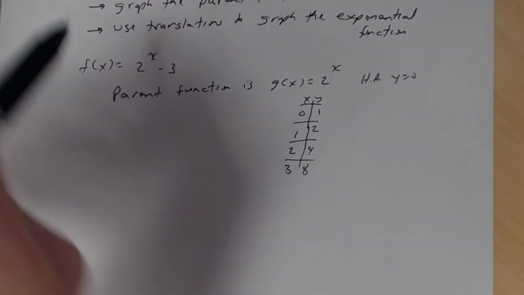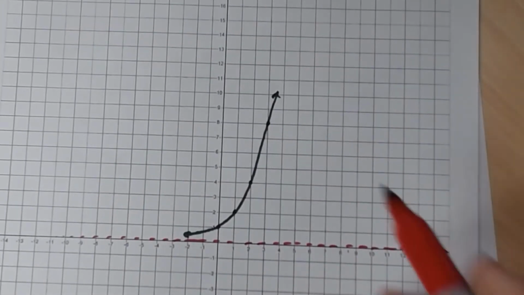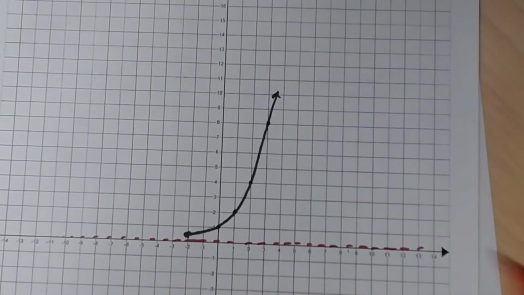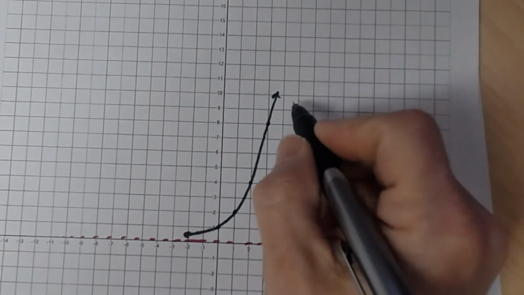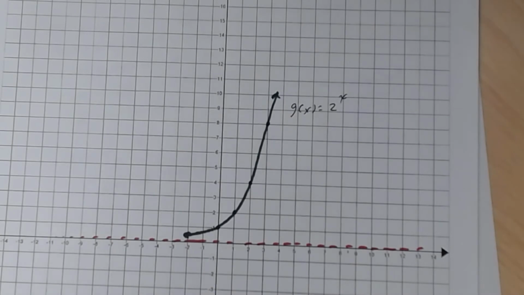Okay, real easily. Graph the parent function. So this is a parent function. You're going to say my parent function is g of x. Let me go ahead and do it this way. g of x equals 2 to the x. So that's your parent function.